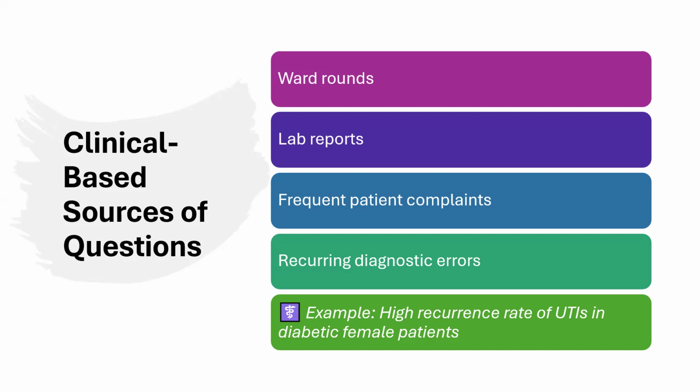Let's suppose there is a simple example: high recurrence rate of UTIs in diabetic female patients. You are in a ward where most of the visitors are diabetic female patients, and they have issues of UTIs, with recurrence and high rates. So you can work on that particular area, and you can formulate your question from it.